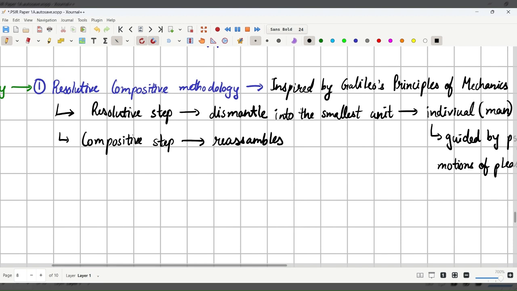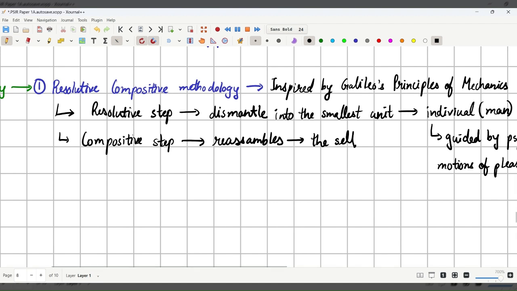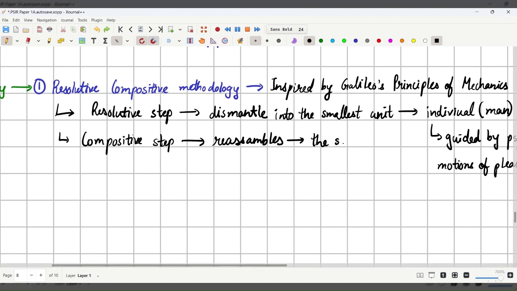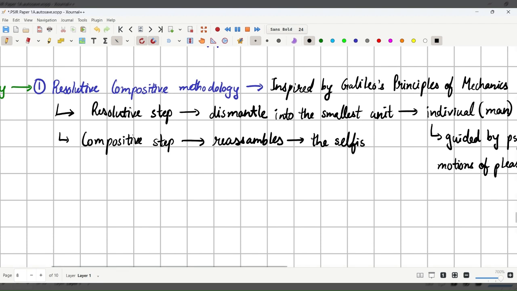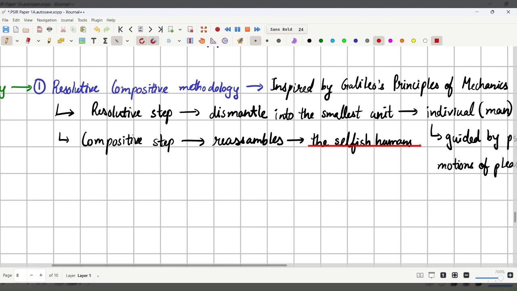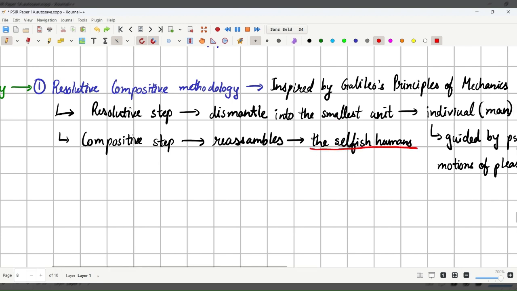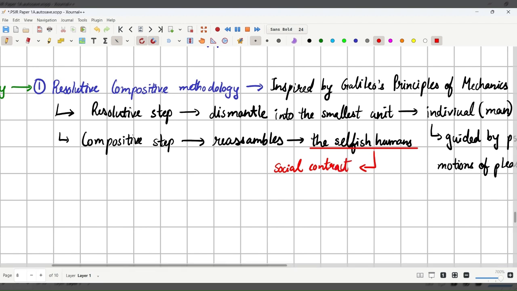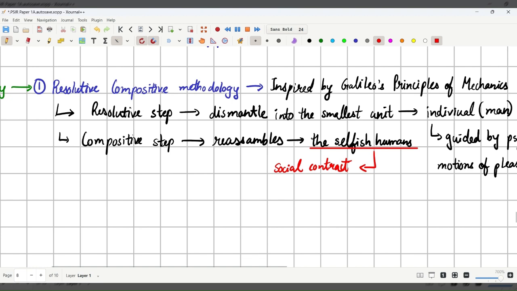But who does he reassemble here? The selfish humans. So what he does is that he reassembles these selfish humans through the means of social contract, and once these humans are bound by the contract, they have to obey.